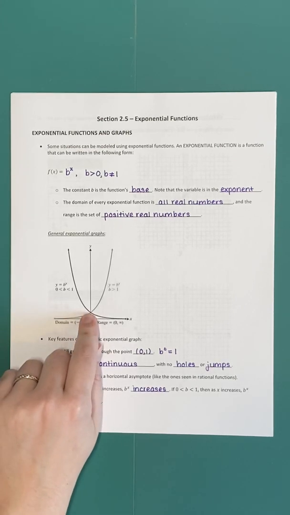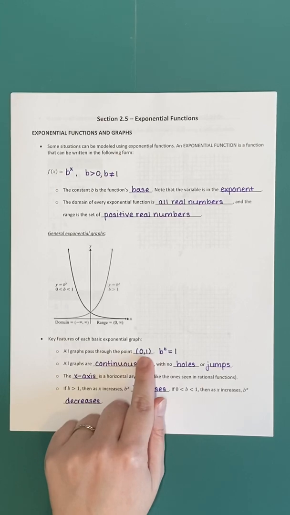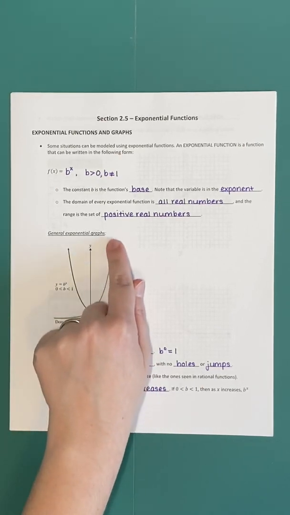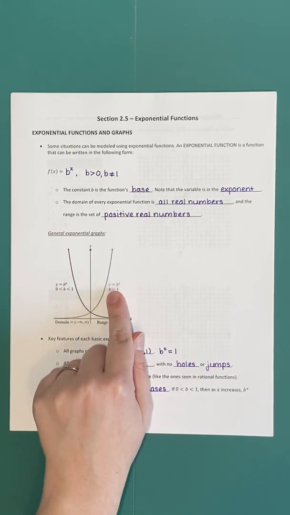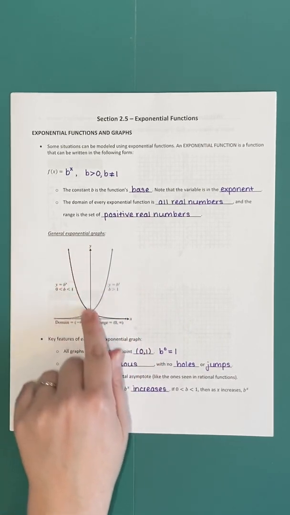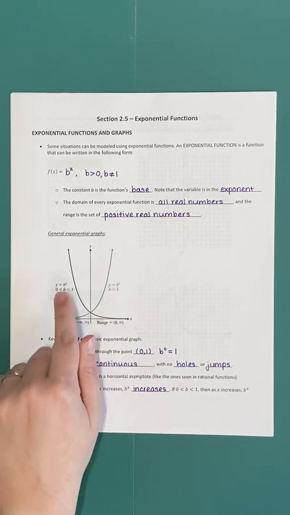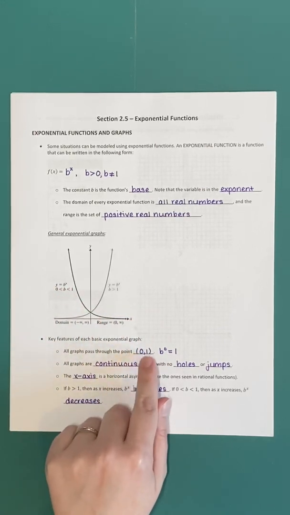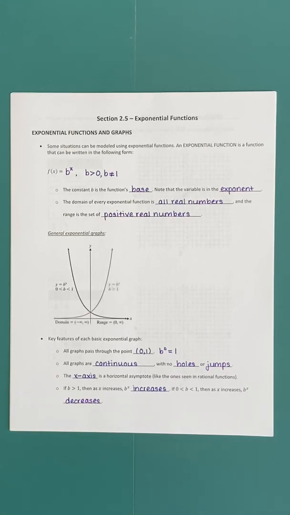Now, some of the key features we see from these graphs. Notice they have this common point. There's a point where they intersect. That point is the point 0, 1. So if we have a graph corresponding to a base greater than 1, or if we have a graph corresponding to a base between 0 and 1, all of those graphs are going to have a point at 0, 1.